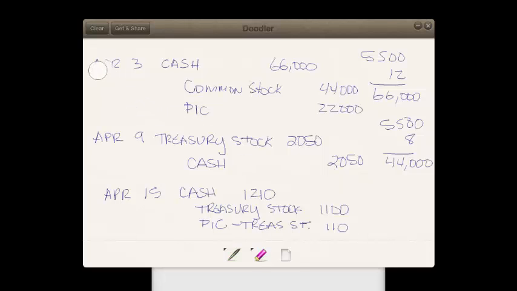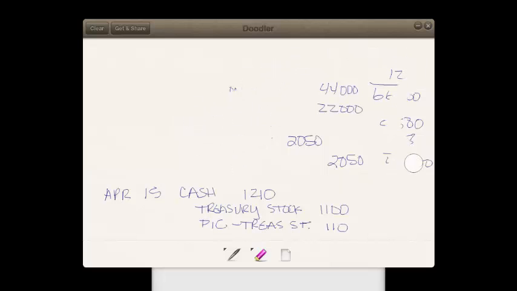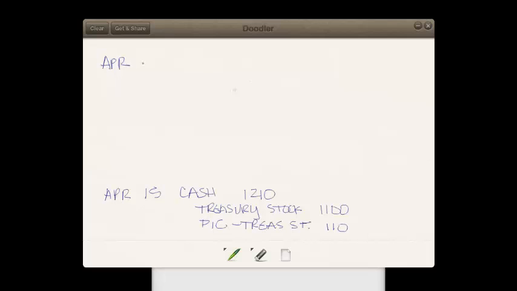Okay, now I'm going to make some room here for the last one. On April 17th, we reissued 46 shares of treasury stock at $5 per share. Okay, so April 17th. So we have some cash here, 46 shares times $5 per share is $230.